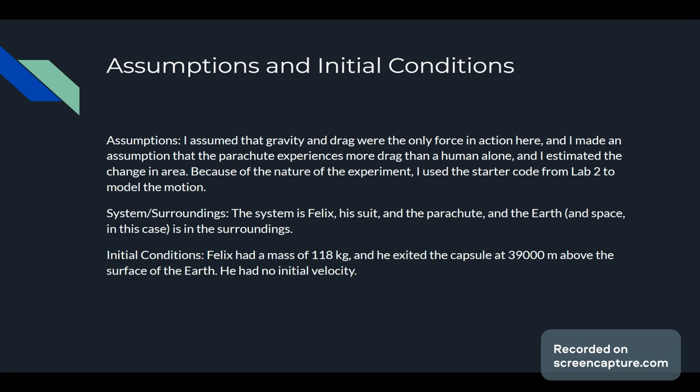Felix's body alone. Because of the nature of the experiment, I used the starter code from Lab 2 to model this motion. The system here is Felix, his suit, and the parachute, and the Earth and space in this case are in the surroundings. Felix had a mass of 118 kilograms, and he exited the capsule at 39,000 meters above the surface of the Earth. He had no initial velocity.